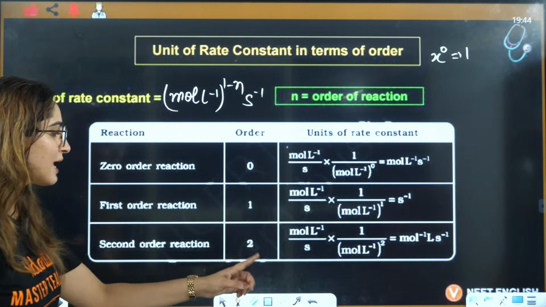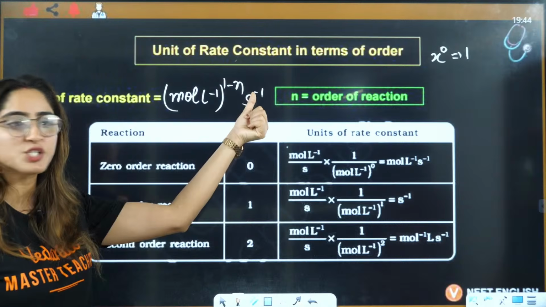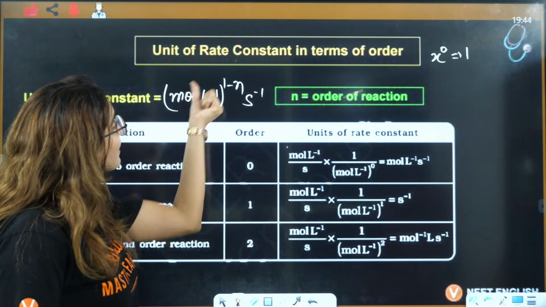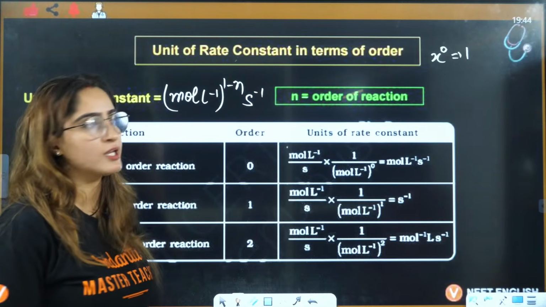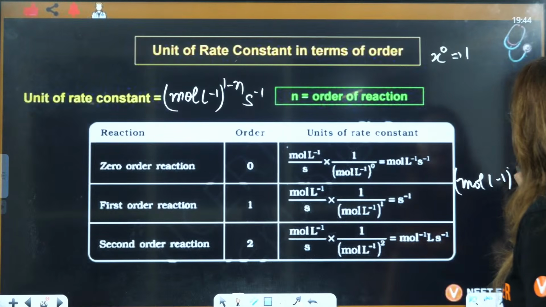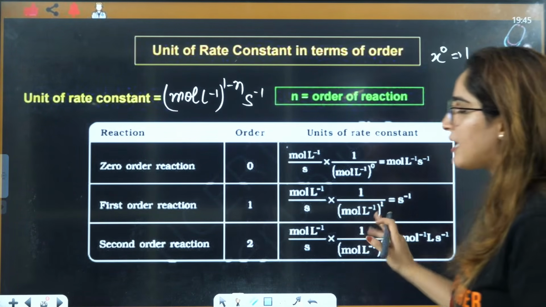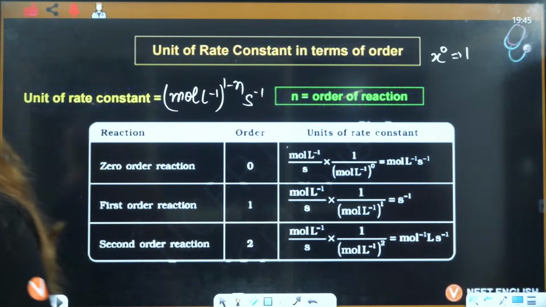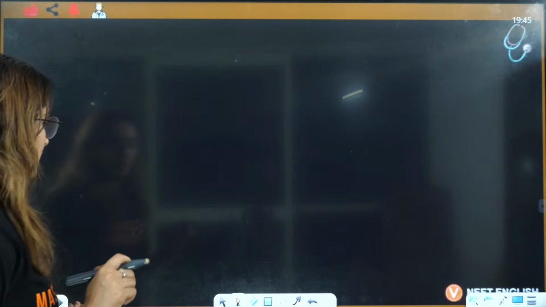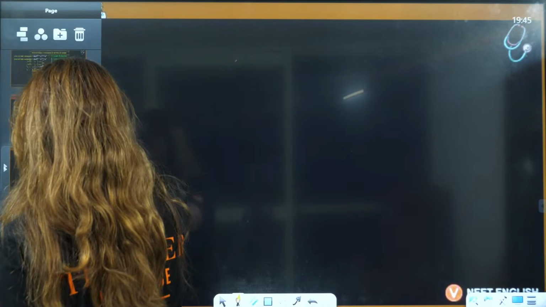Next, you put 2 here. 1 minus 2 is minus 1. So it will become mole per liter to the power minus 1 per second. So it will be per mole liter per second. That will be the answer for a second order reaction. Clear, everybody?